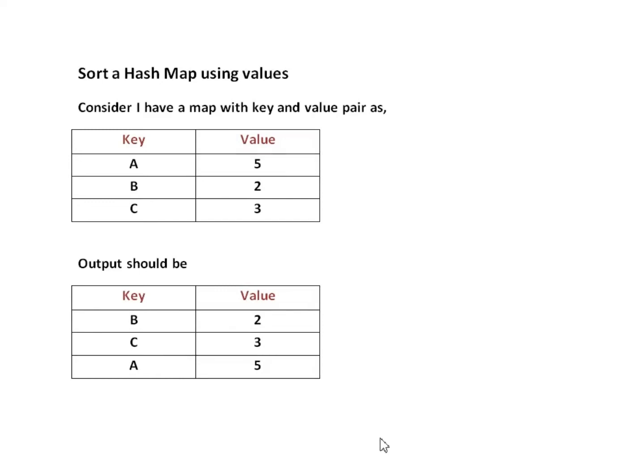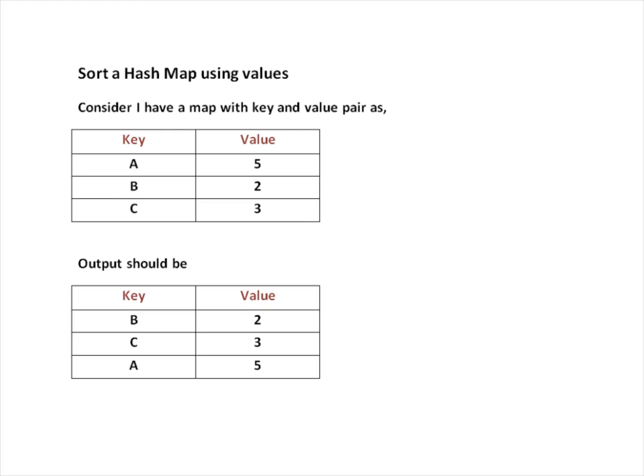Today we are going to discuss a problem that is asked in many interview questions. It's like sorting a hash map using the values. We have a hash map with the keys A, B, C and values 5, 2, 3. We have to sort it according to the values, that is 2, 3, 5. Like that we have to sort. The keys will be B, C, A.